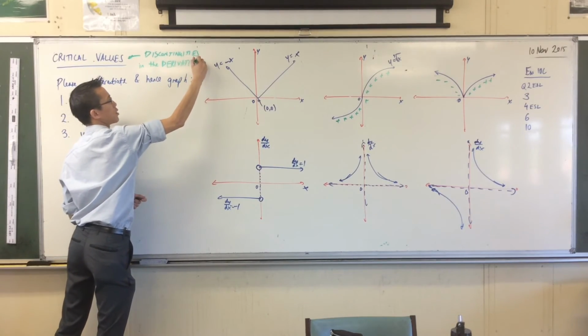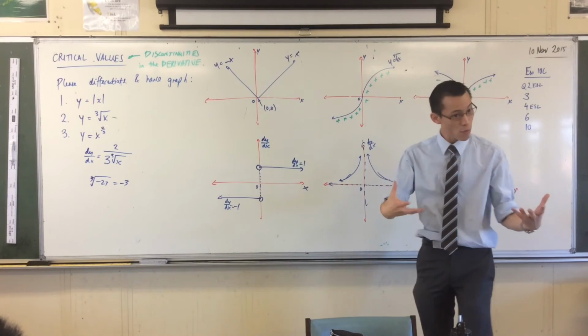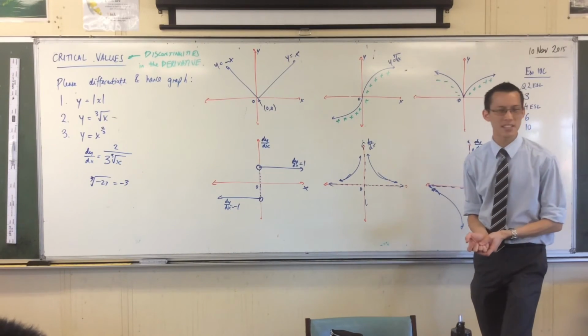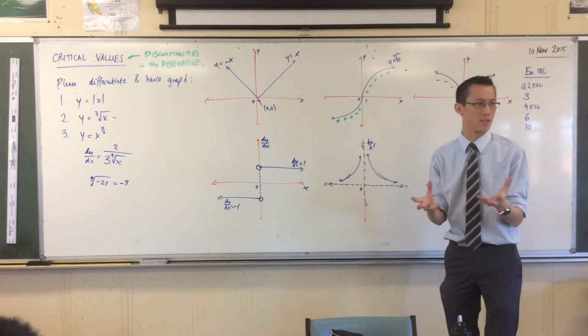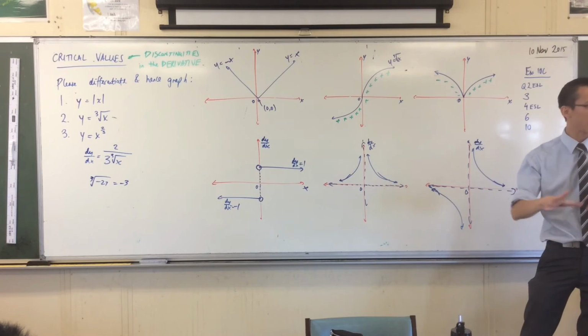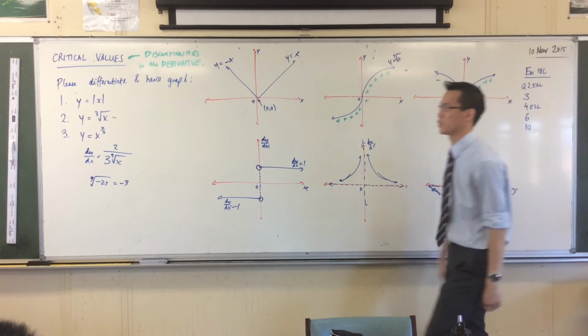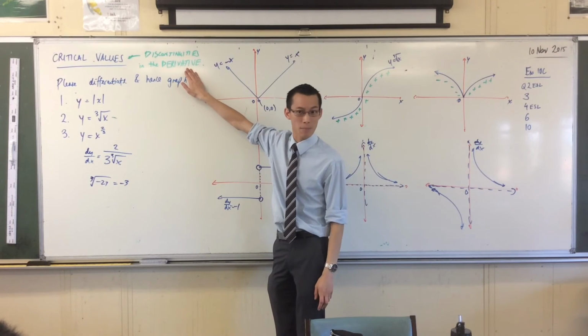Some textbooks will also expand this definition of critical values to include places where the derivative is 0 as well. I don't think that's really necessary because we have perfectly fine language for describing what happens when the derivative is 0. What do we call those? Stationary points, right? Like I said, the definition's not quite as fluid, not quite as rigid. So I think this is a really good way to approach these.